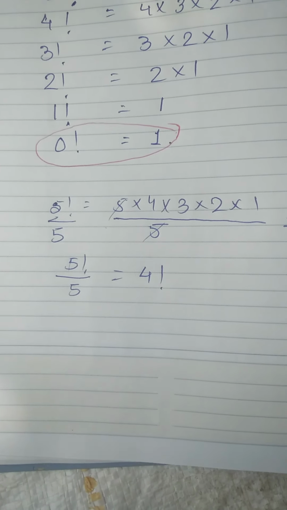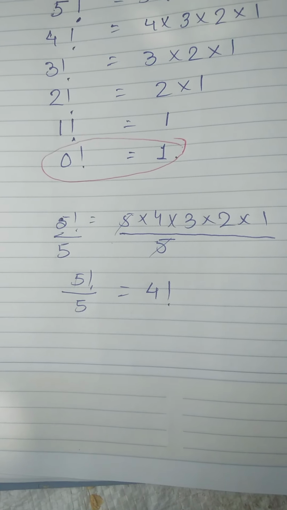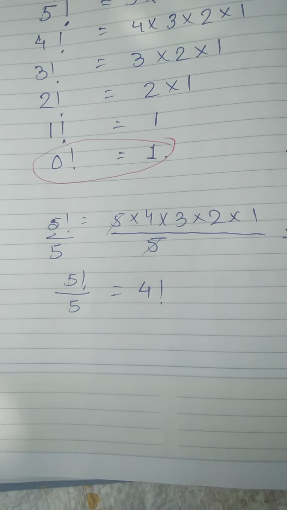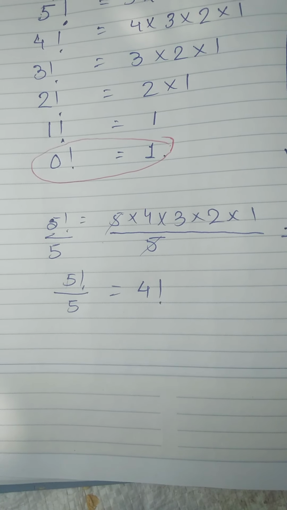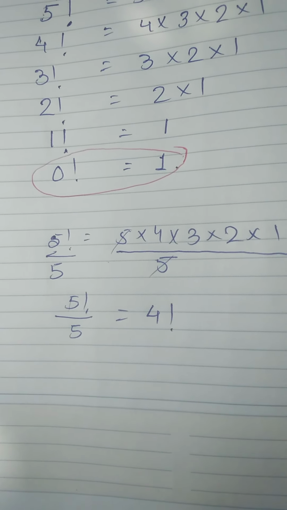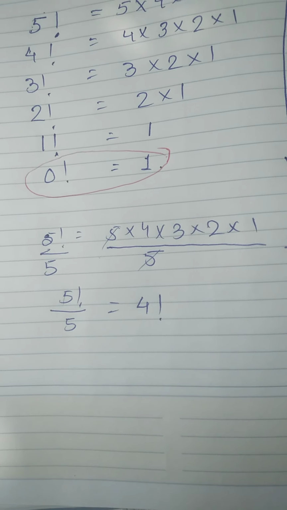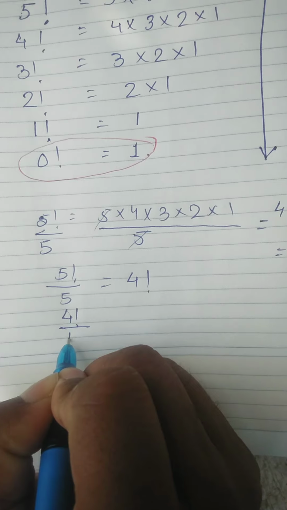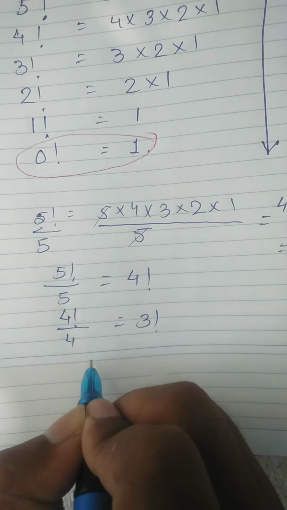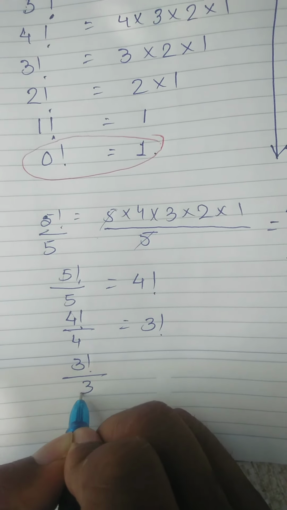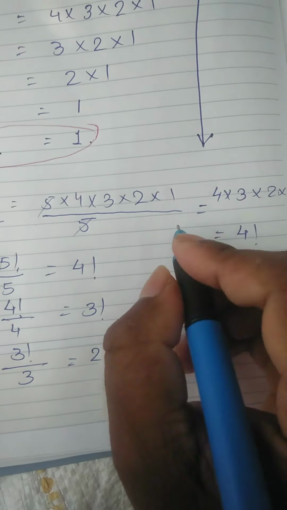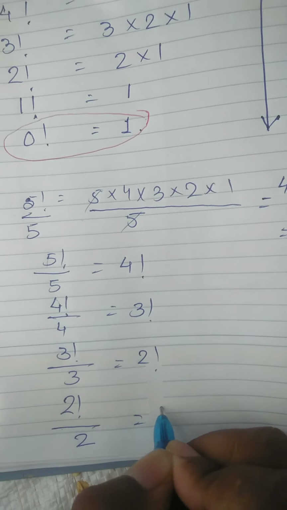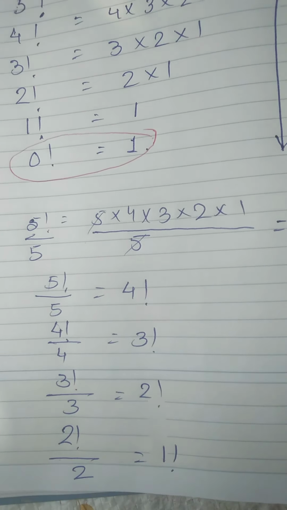That means the factorial of a number divided by the same number gives the factorial of the number 1 less than the given number. That means 5 factorial divided by 5 is equal to 4 factorial. Similarly, 4 factorial divided by 4 will be equal to 3 factorial. 3 factorial divided by 3 will be equal to 2 factorial. In the same way, 2 factorial divided by 2 will be 1 factorial.